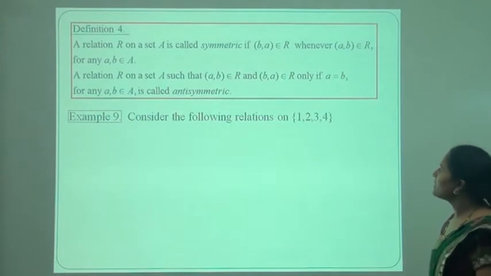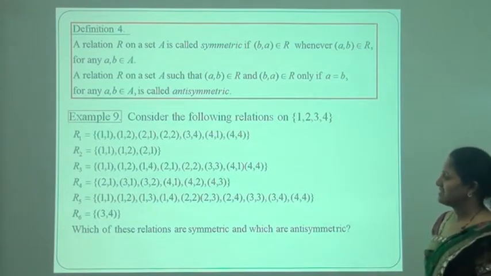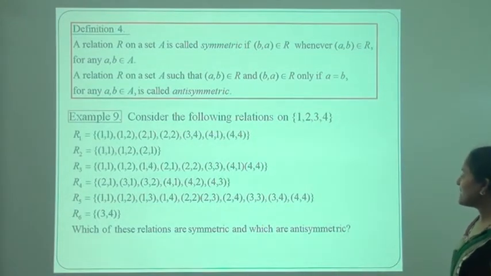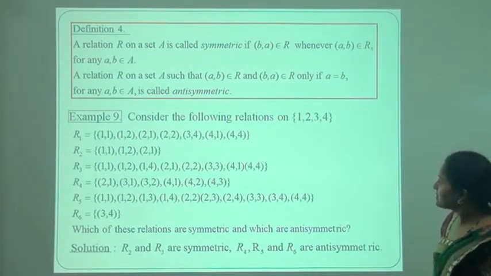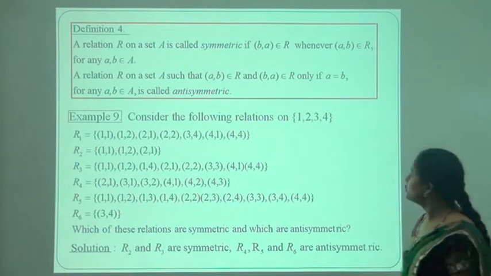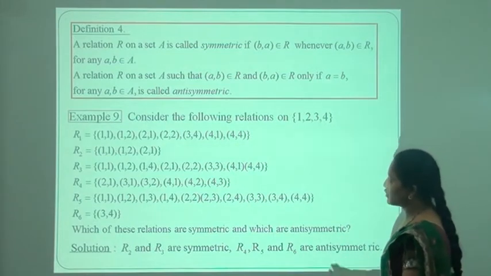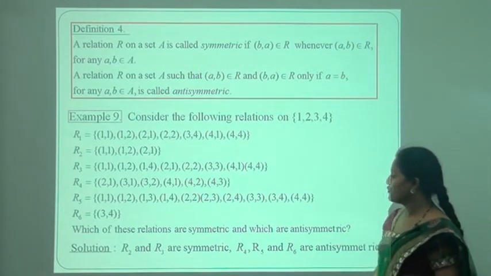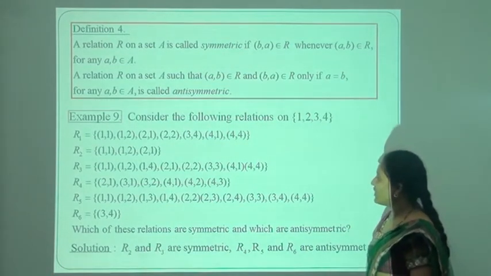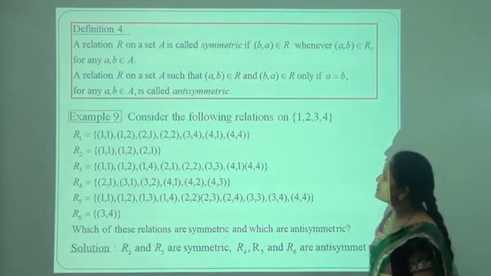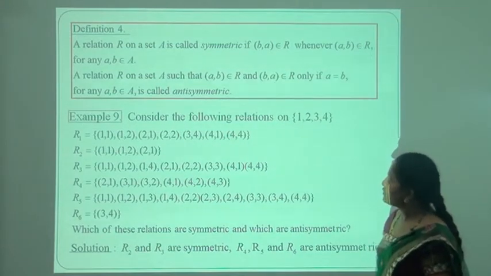Now consider this example. The set is 1, 2, 3, 4. Here are the 6 relations. Which of these relations is symmetric? Which is antisymmetric? For R2, (1,1) belongs to R2, (1,2) whose opposite is (2,1) also belongs to R2. That's why R2 is symmetric. For R3, (1,2), (2,1), (1,1), (2,1), (4,4), (1,4), every element and its opposite also belongs to the same set R3. That's why R1, R2 and R3 are symmetric.